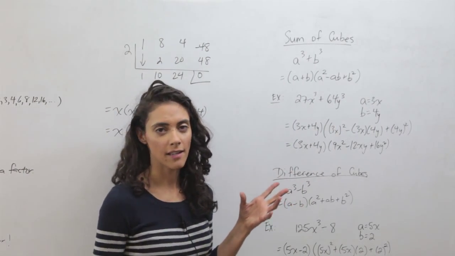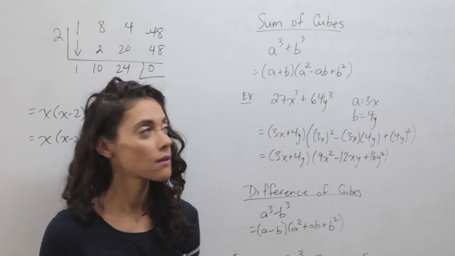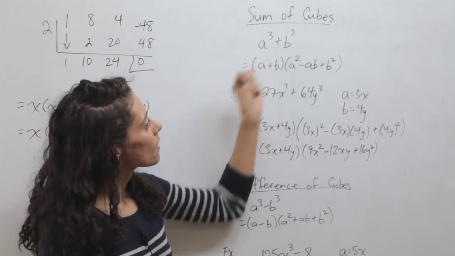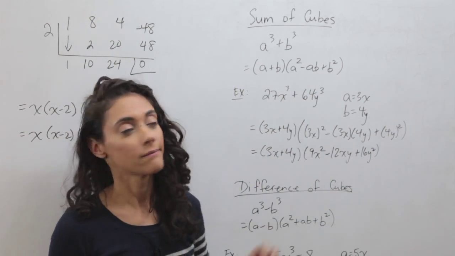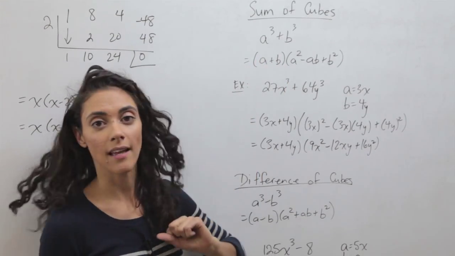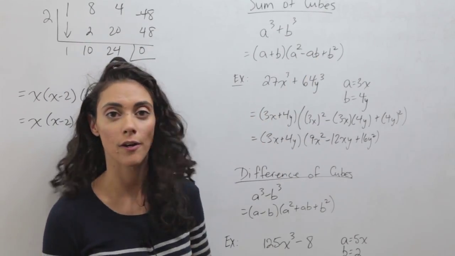There are 2 special cases of factoring that we're going to see: sum of cubes and difference of cubes. In a sum of cubes, we are adding 2 cubes together. The quickest and easiest way to do this is to remember this formula. A sum of cubes breaks down into the base of the first plus the base of the second, and then the first squared minus the 2 multiplied plus the second squared.